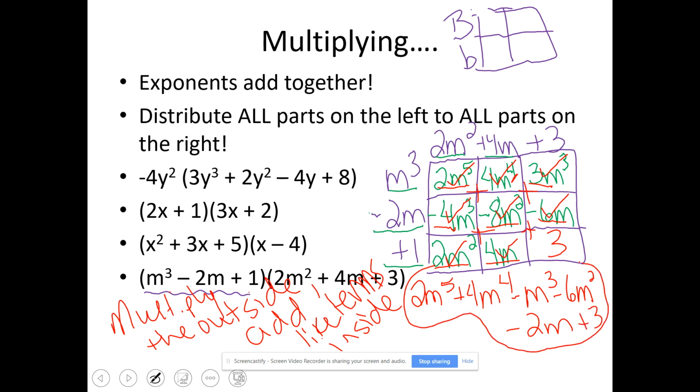And so this is my answer. It's already in standard form. It's a 5th degree polynomial. And my leading coefficient is 2.